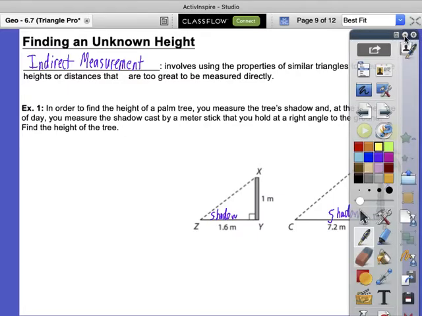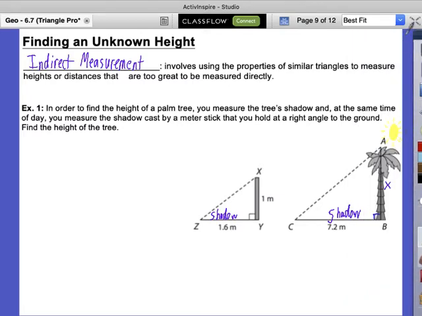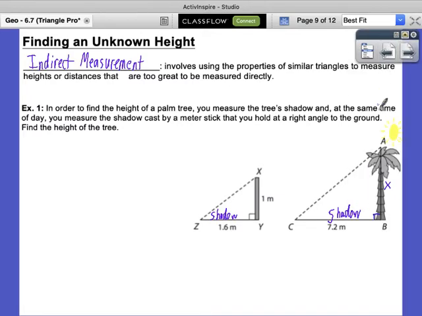We have the sun, and the sun casts a shadow onto the tree and on the meter stick. And we're doing it at the same time of day, because if it's the same time of day, the angle coming from the sun to the tree and the angle coming from the sun to the meter stick are going to be the same angle.